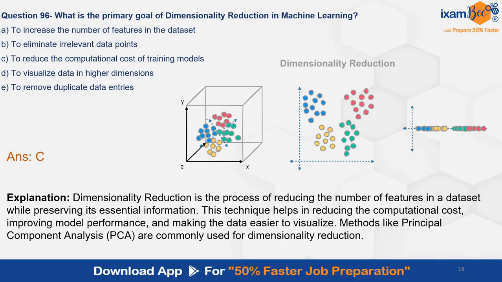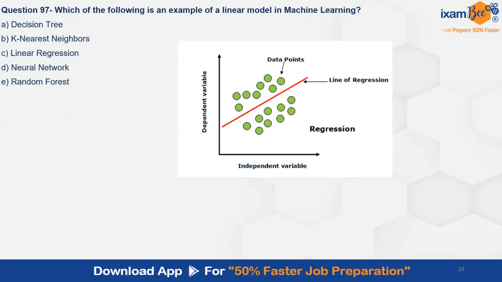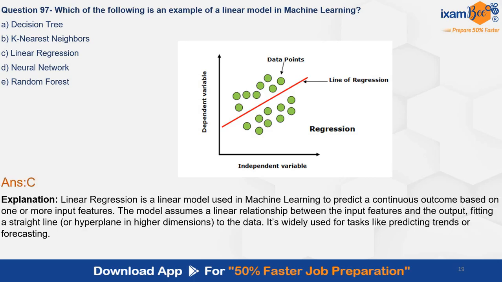Now, question number 97. Which of the following is an example of a linear model in machine learning? A. Decision tree. B. K nearest neighbors. C. Linear regression. D. Neural network. E. Random forest. And the correct answer is C, that is linear regression.